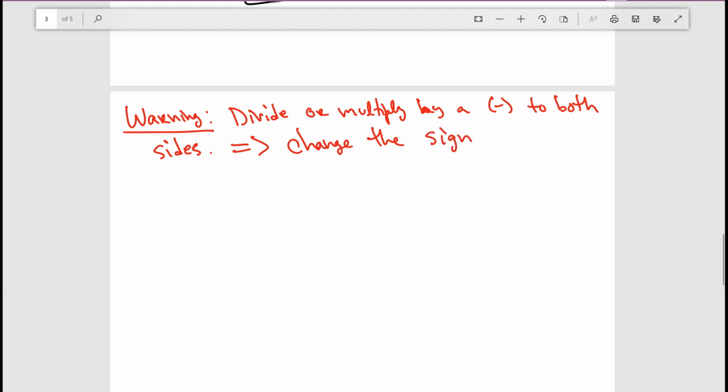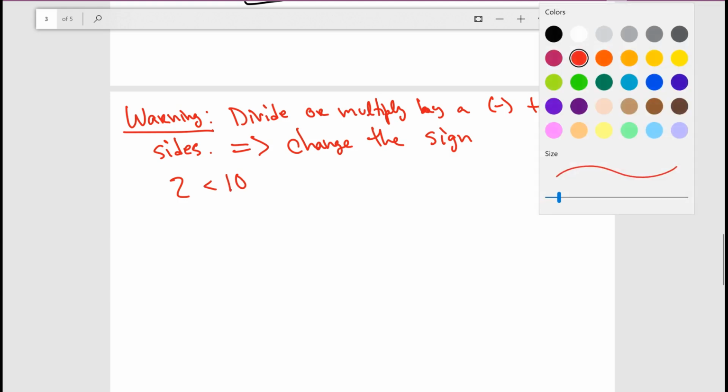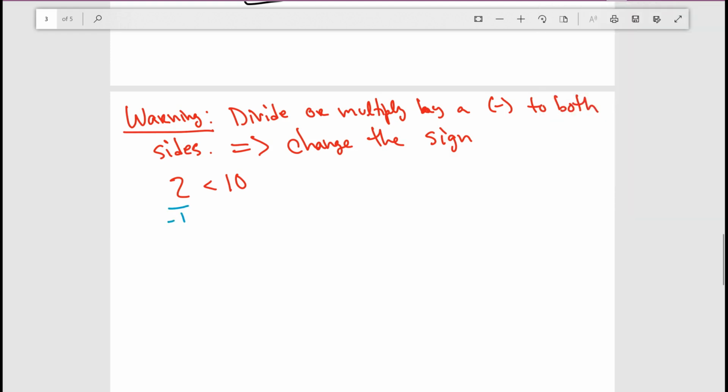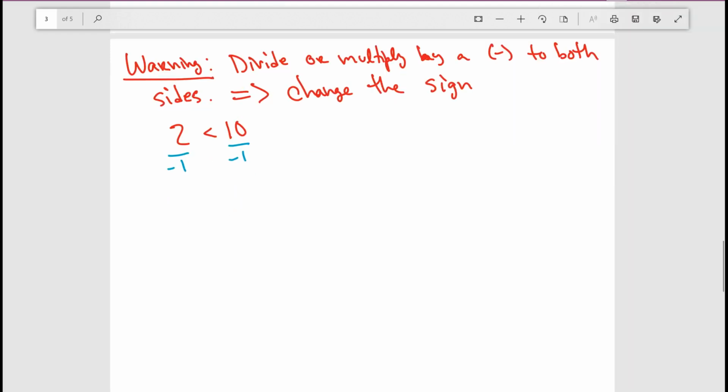And this makes sense because let's say we had 2 is less than 10. Well, this is a correct statement because 2 is clearly less than 10. Now, what happens when I divide both sides by a negative? Okay, so let's say I divide it by a negative.